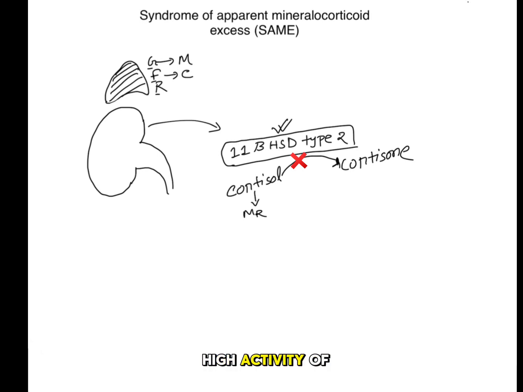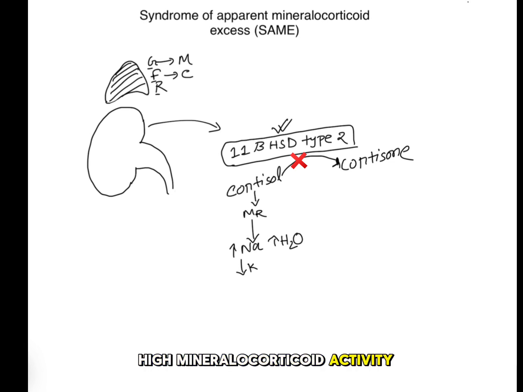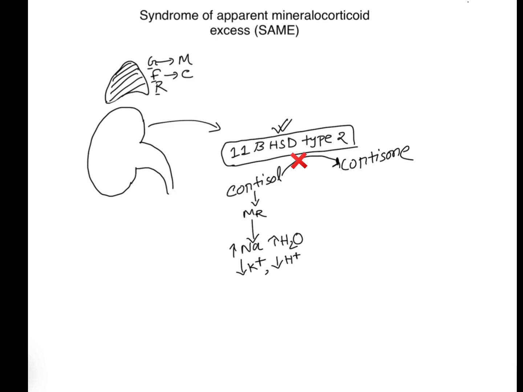Due to high activity of mineralocorticoid, there will be features like high sodium and high water. So the patient of this syndrome will show features like hypertension. Also, due to high mineralocorticoid activity, the potassium will be lost. As a result, there will be hypokalemia, and hydrogen will follow this potassium. So there will be metabolic alkalosis.